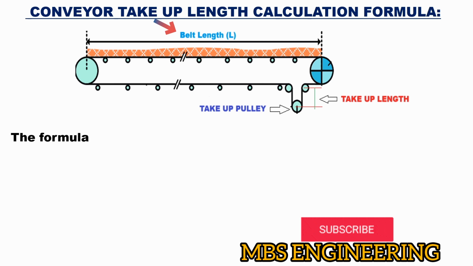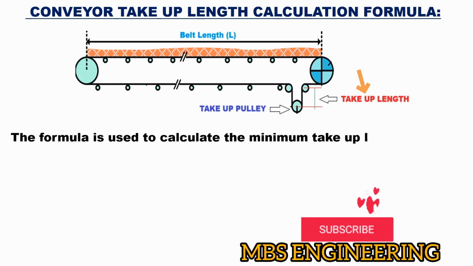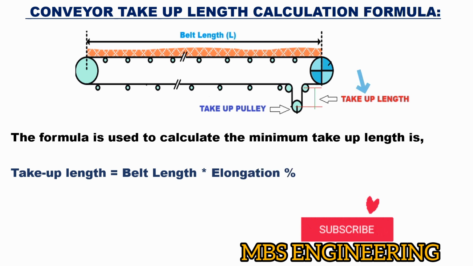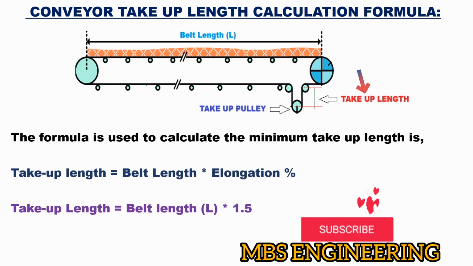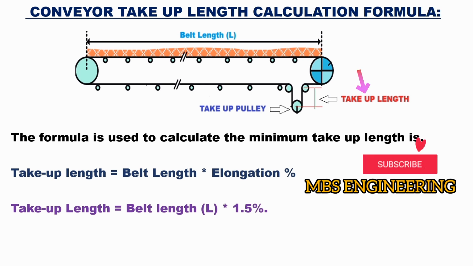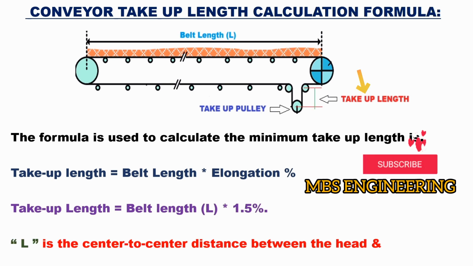The formula used to calculate the minimum take-up length is: take-up length is equal to belt length multiplied by elongation percent. Next, take-up length is equal to belt length, L, multiplied by 1.5%. Here, L is the center-to-center distance between the head and tail pulley.